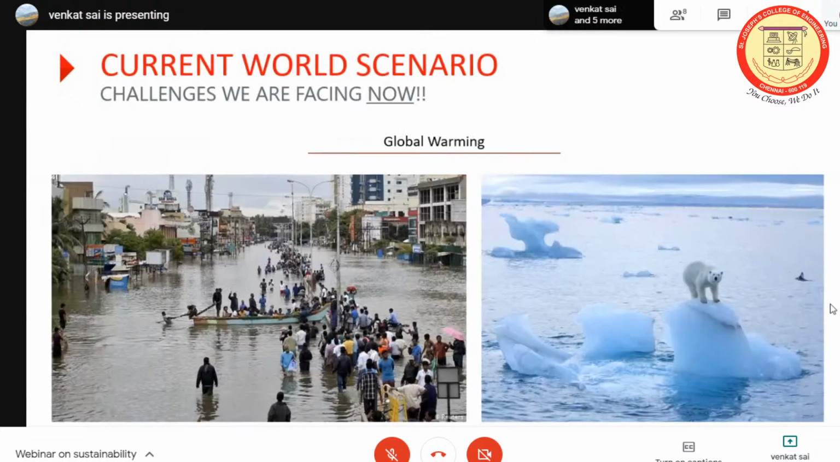What are the challenges we are facing right now? Global warming. Don't we all know about it? Look at the picture on the left. We've all been through this, the Chennai floods in 2015. We all suffered. We all stood together. But this has happened again. Look at the right side of your screen. Look at the poor polar bear standing there. Look at the beautiful animal. It has no place. It has no food. It is suffering. The Arctic ice is melting. Global warming is here, and we are the cause of it.